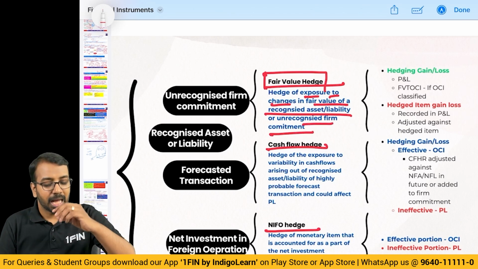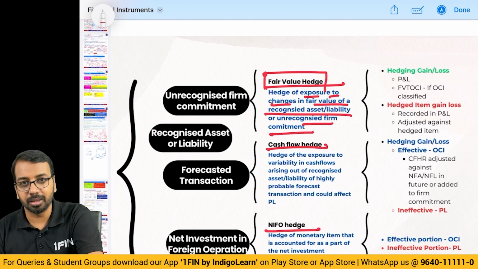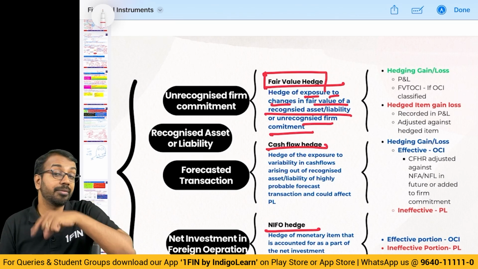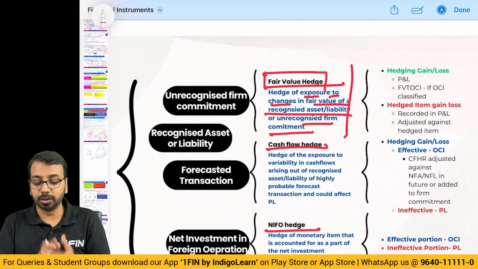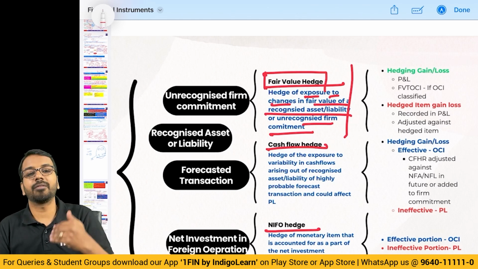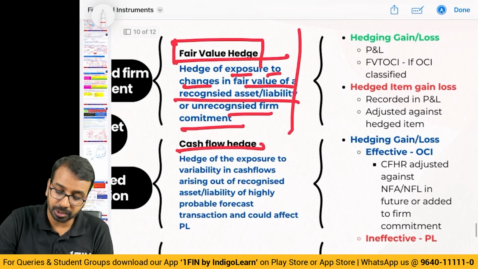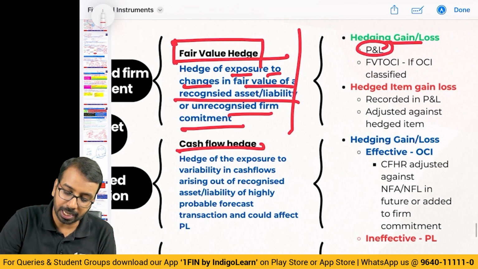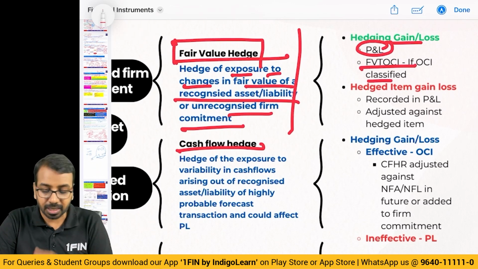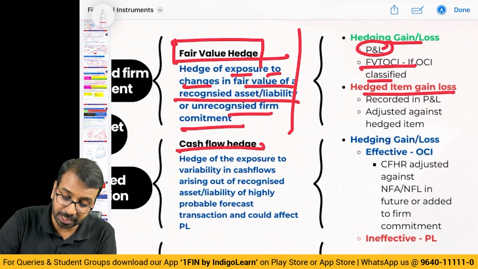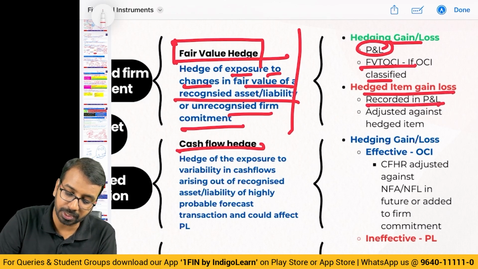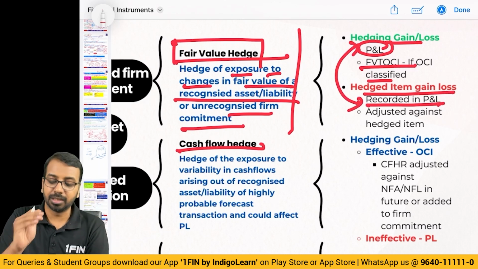Unrecognized firm commitment. I have entered into a contract to buy something. Will I record it? I will not record it. But I have entered into a contract. So, if I am hedging one of these two, then it is called a fair value hedge. For fair value hedge, the hedging gain or loss is taken to P&L, or OCI if it meets the criteria for OCI classification, and the hedged item gain or loss is recorded in P&L. So P&L and P&L, these two will offset.